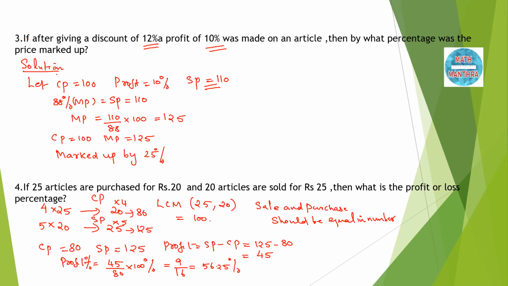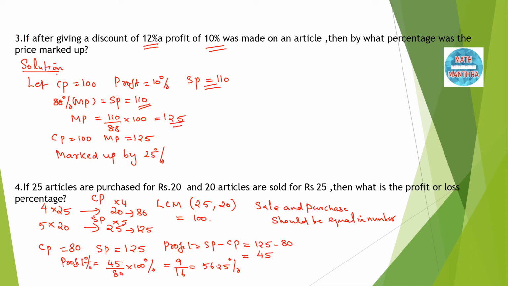And also given the discount percent, which is 12%, which has to be applied on what? Mark price. So 12% is deducted from the mark price, which gives you the selling price. So 12% deduction means how much? From 100 you have to deduct. So 88% of the mark price gives you the selling price, which is already known to us, which is 110. So what you get is mark price. What is mark price? Which is 110 by 88 into 100, which gives you 125.